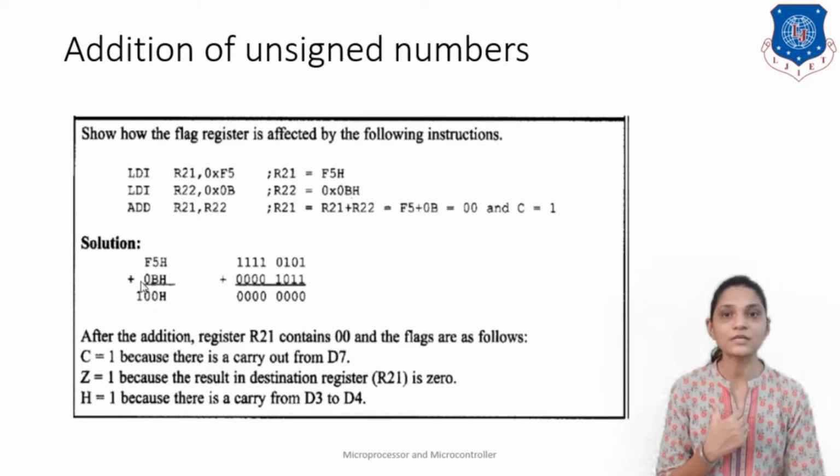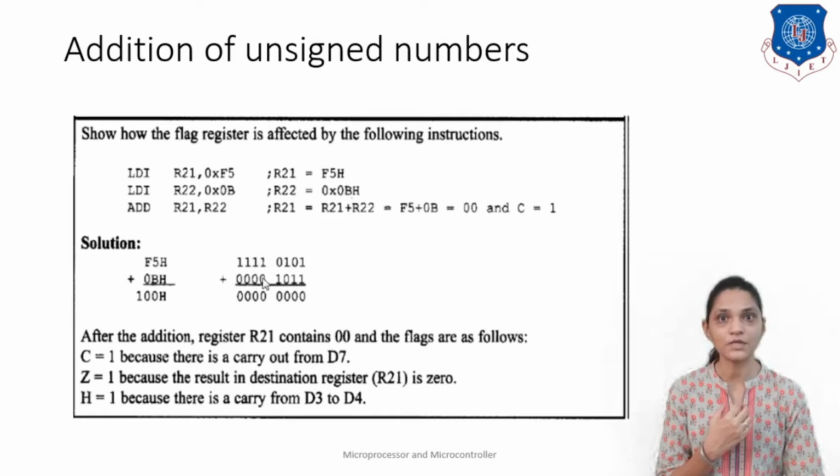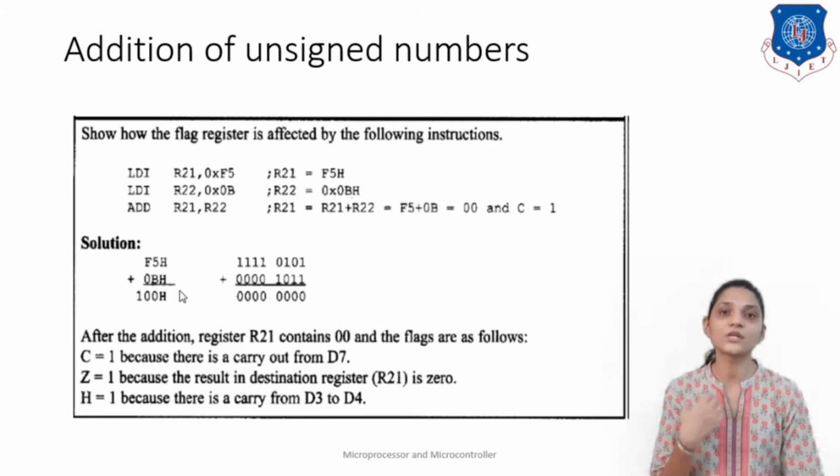In bitwise it will be like this: F5 plus 0B. In binary we write it like this, and if we do the addition, 1 plus 1 is 0, carry 1, then 1 plus 1 is 0, carry 1, 1 plus 1 is 0, carry 1, 1 plus 1 is 0, and the carry will be passed over here, that is to your upper nibble. Then you do the addition: 1 plus 1 is 0, carry 1, and so on, until 1 plus 1 is 0 and carry 1. Your result is stored inside the 8-bit register, so only 8 bits are stored inside the resultant register, that is R21. The carry bit is going to be stored inside the carry flag.